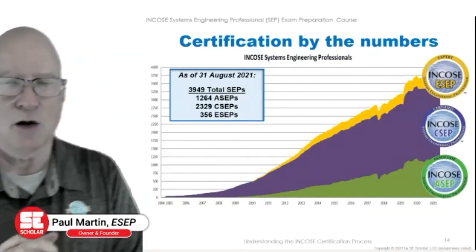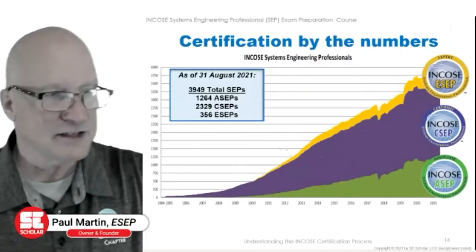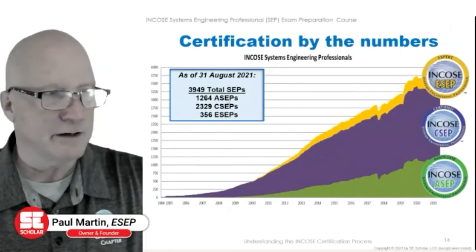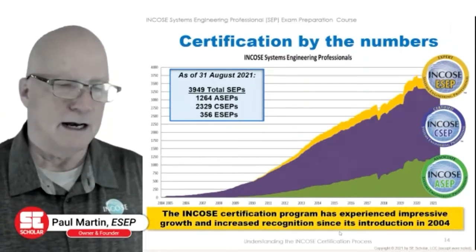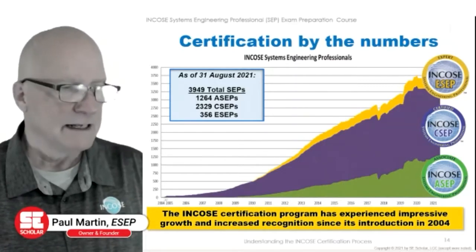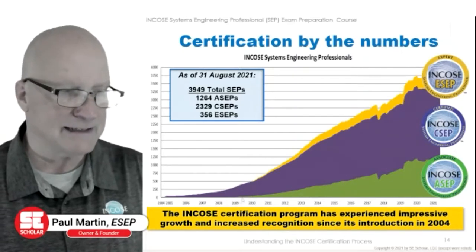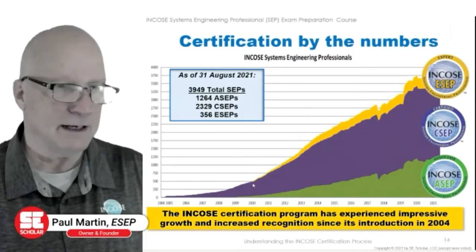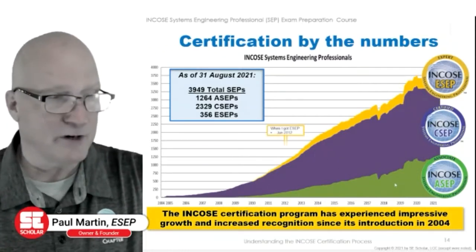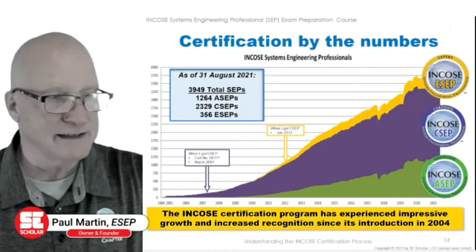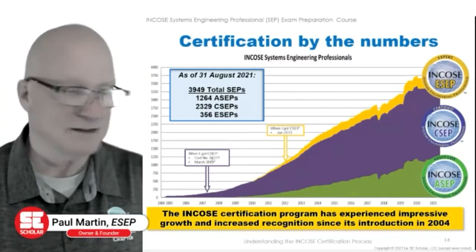Certification by the numbers. We have almost 4,000 SEPs that are out there. 2,300 are actually CSEPs, a little over 1,200 are ASEPs. And there are some ESEPs as well. It's about 300 or so. And it started in 2009, and you'll notice that we've actually started adding things like the ASEP, which was 2008. Over here, the ESEP, which was 2010 when that started. And if you're interested, by the way, I got my CSEP back at the very beginning, March of 2009. I was like number 177. Pretty proud of that.